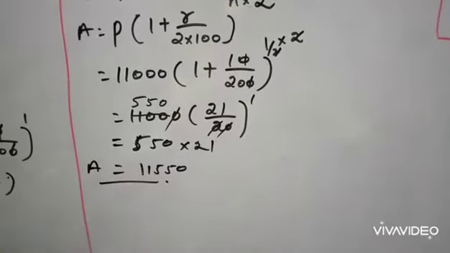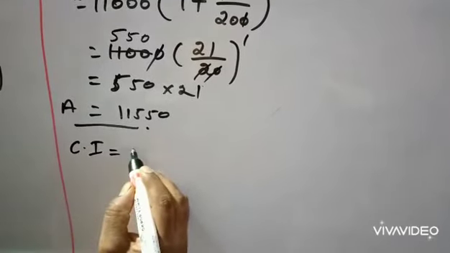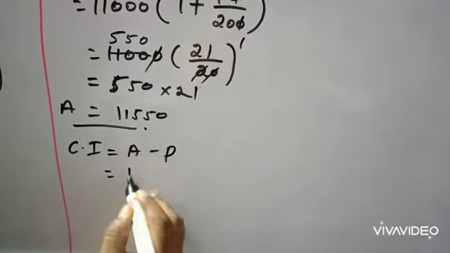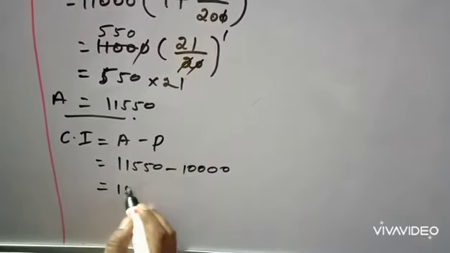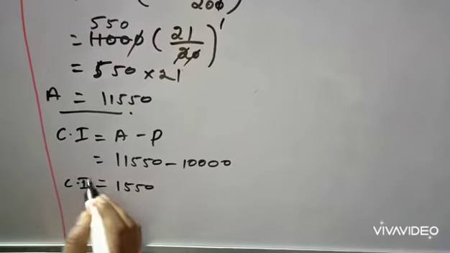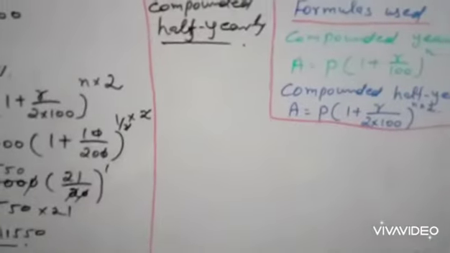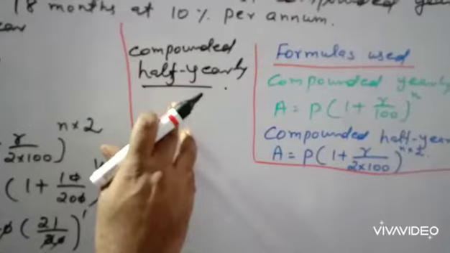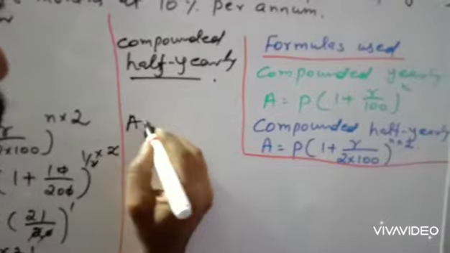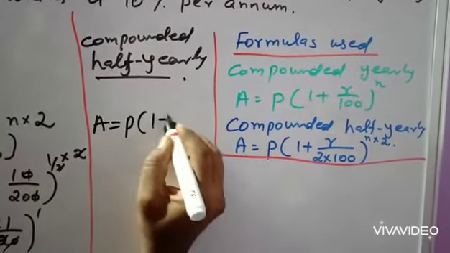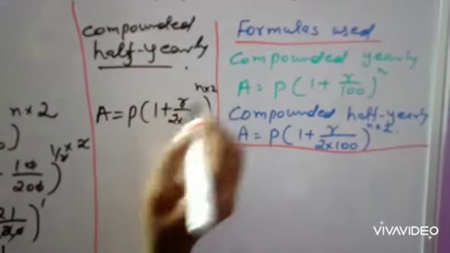So now we need to find the compound interest. Compound interest equals amount minus principal. So 11550 minus 10,000 equals 1550. This is the compound interest, which we calculated yearly. Now we are compounding the same amount using the half yearly formula. So amount equals P into (1 plus R by (2 into 100)) power n into 2.